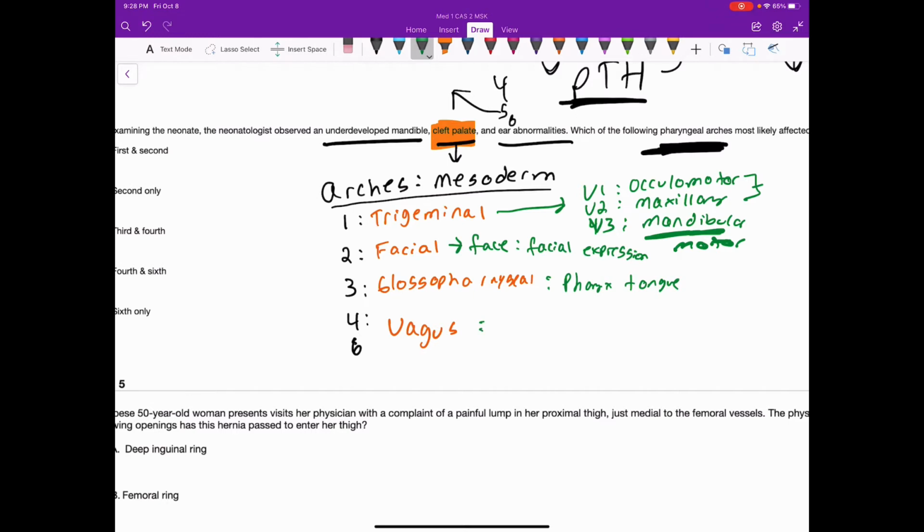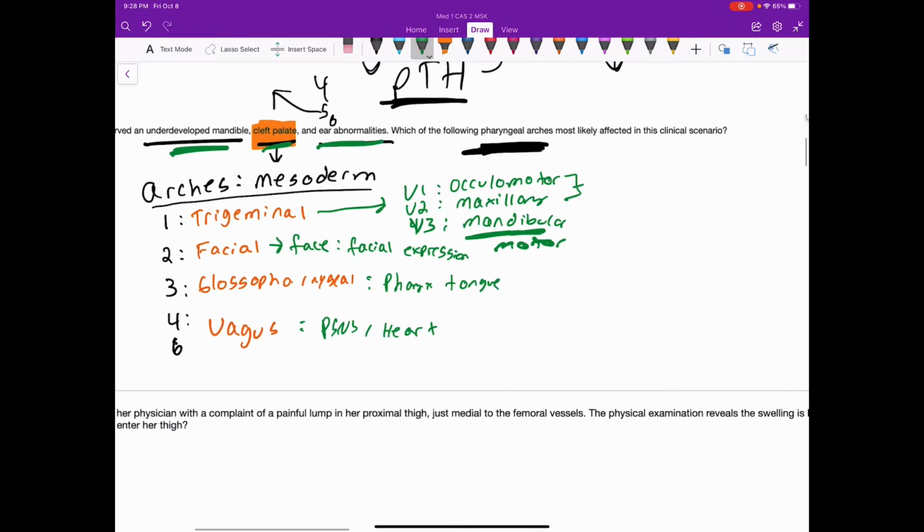And then vagus, it's going to be for parasympathetic, heart, etc. Okay, but this is not what they're even asking. They're asking for an underdeveloped mandible, cleft palate, and ear abnormalities. So, what could we know about layer 1?